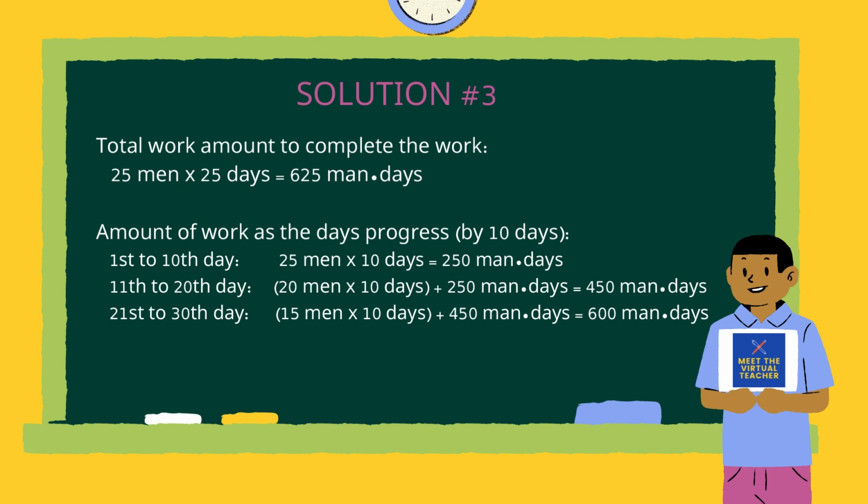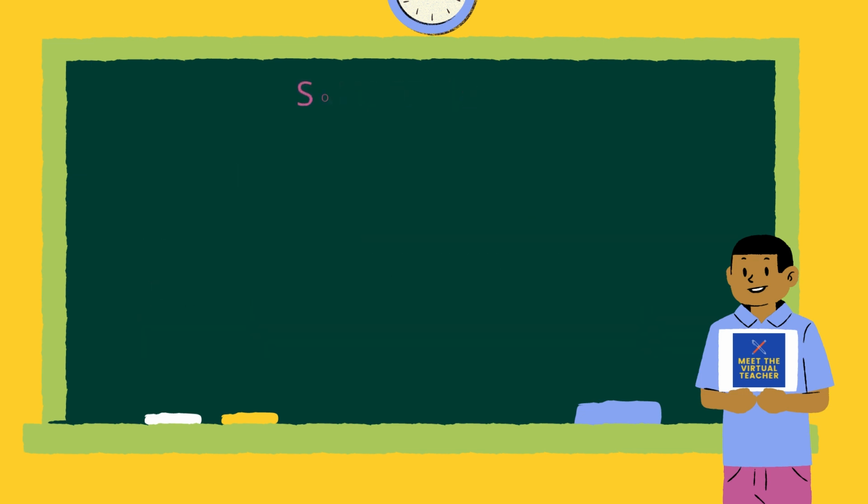In the 11th to 20th day, the amount of work will be 20 men times 10 days, 20 because 5 men left, plus the 250 man days from the 1st to 10th day. This is equal to 450 man days. From 21st to 30th day, there will be 15 men left times 10 days plus 450 man days from the 11th to 20th day, and this is equal to 600 man days.